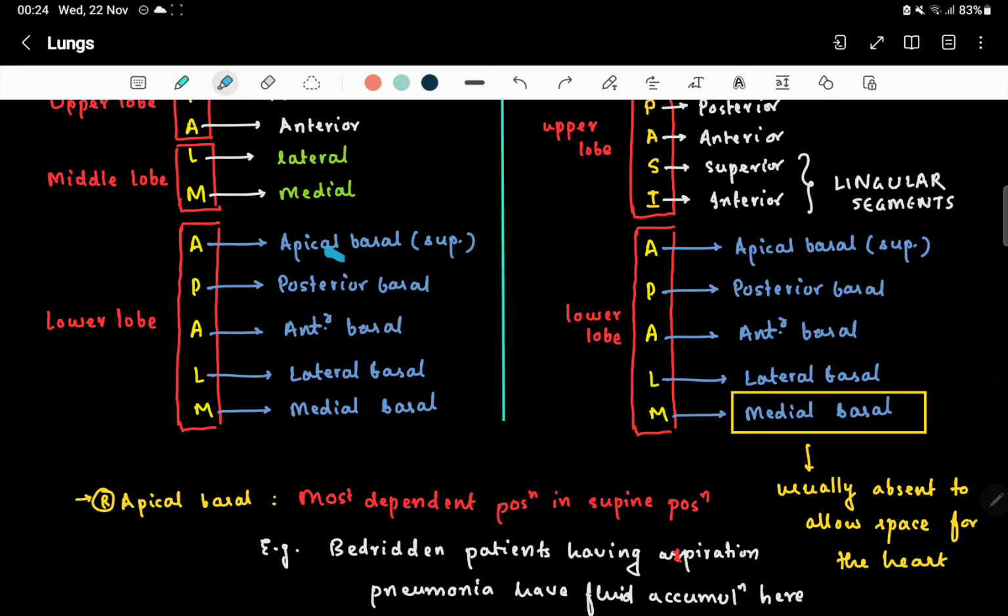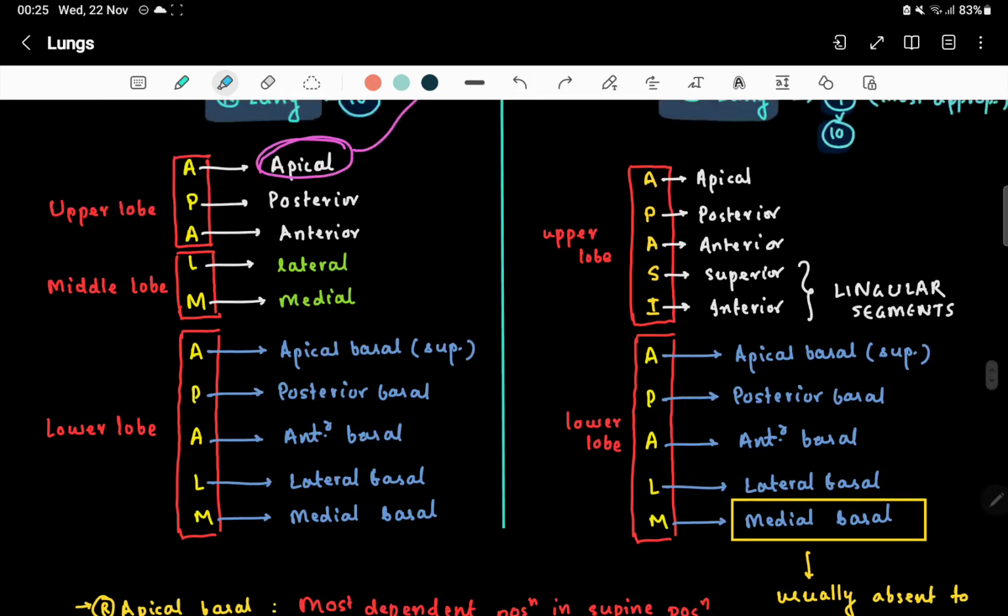In supine position, bedridden patients mostly suffer from aspiration pneumonia, because they have fluid accumulation in the right apical basal segment. P is for the posterior basal, A is for the anterior basal, L is for the lateral basal, M is for the medial basal. Understood?